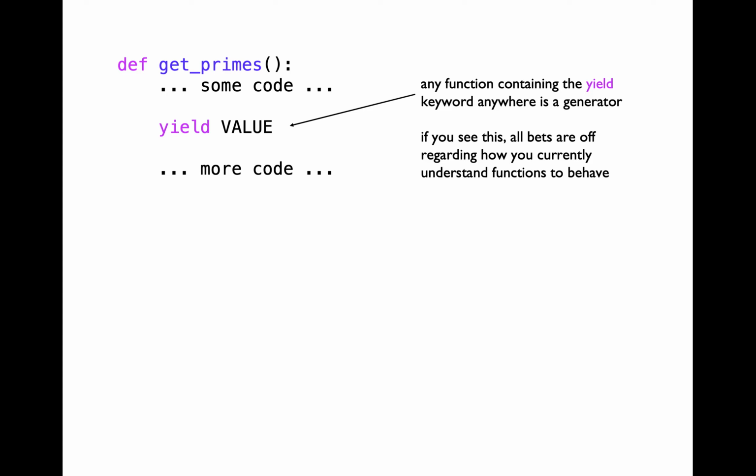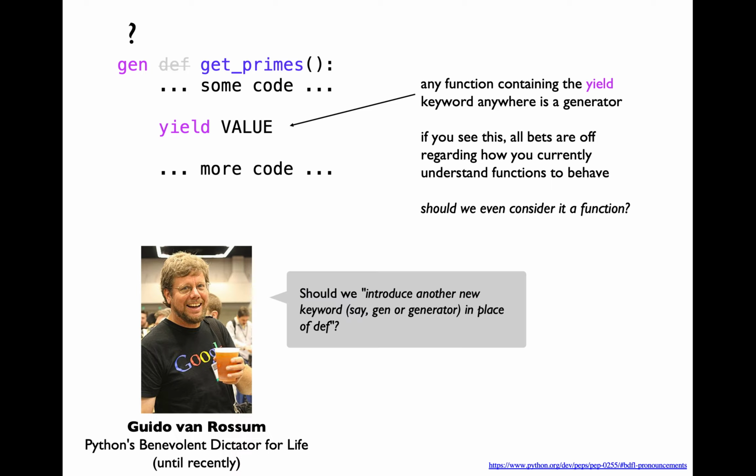So the creators of Python were debating whether they wanted to use a different keyword to denote the definition of a generator as opposed to the definition of a function. They debated whether to use the gen keyword instead of the def keyword. Who exactly makes decisions about these things? It used to be a person called Guido van Rossum. He used to be Python's benevolent dictator.